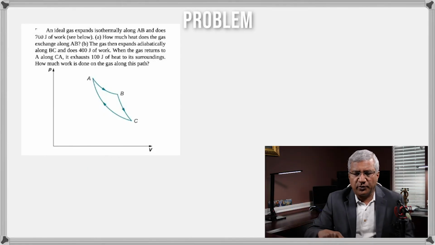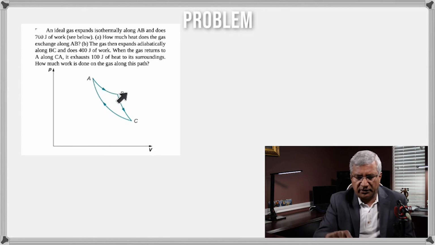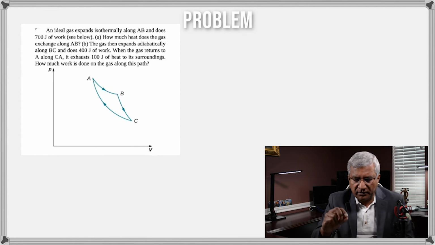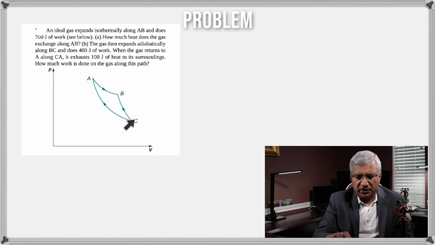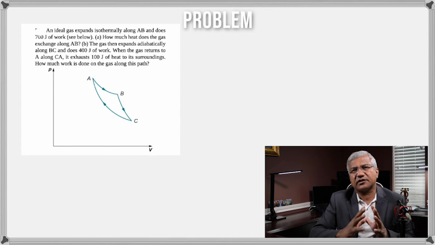In this question, we have an ideal gas expanding isothermally along AB and doing 700 joules of work. How much heat does the gas exchange along AB? That's the first part. In the second part, the gas then expands adiabatically along BC and does 400 joules of work. And when the gas returns to A along CA, it exhausts, meaning gives out, 100 joules of heat to its surroundings. How much work is done on the gas along this path CA? So there are two parts. Let's do it part by part.